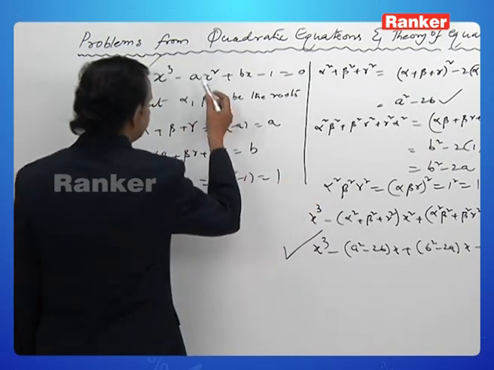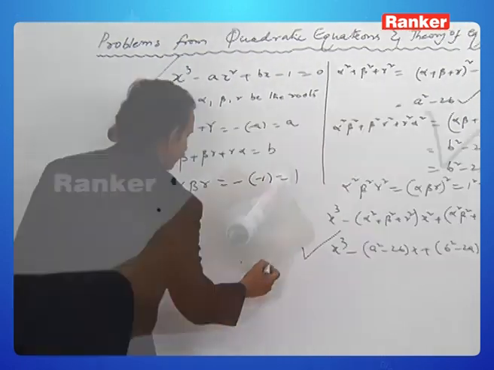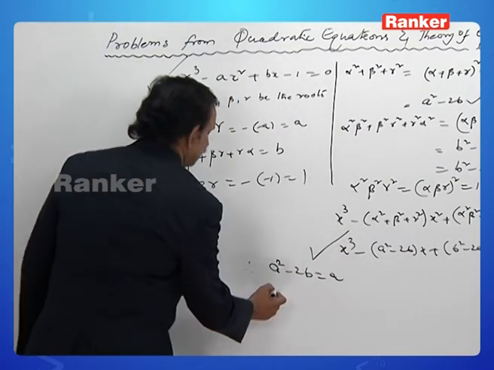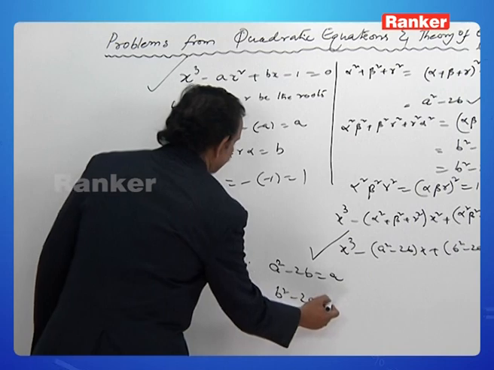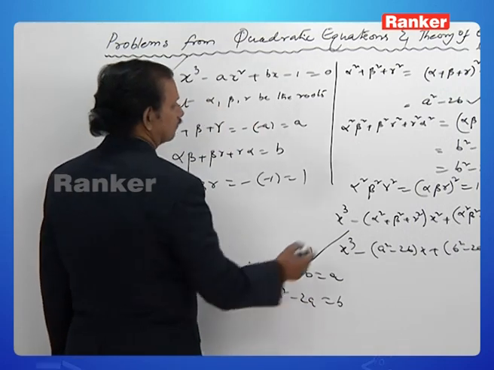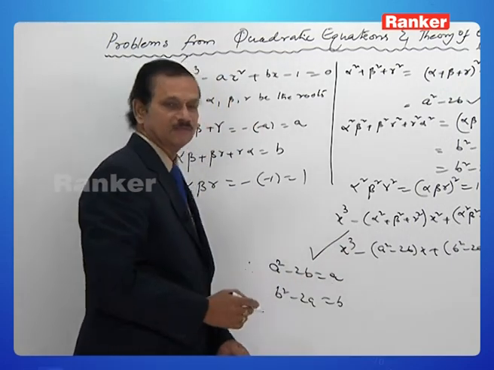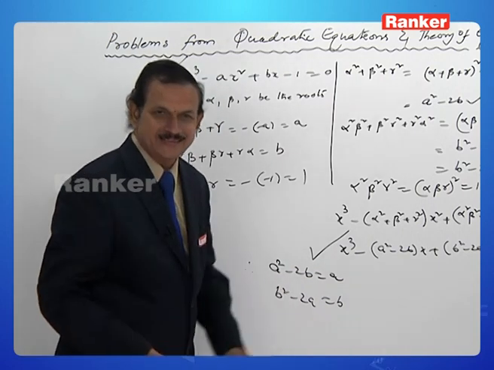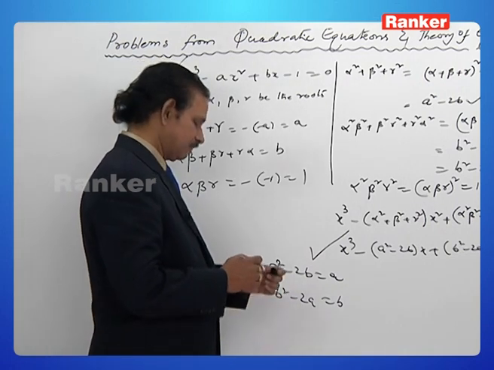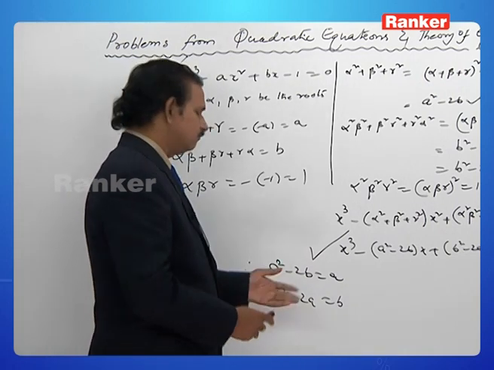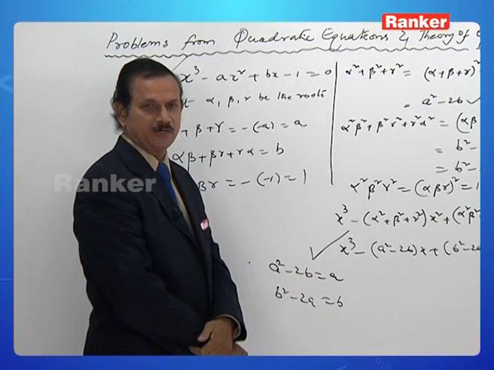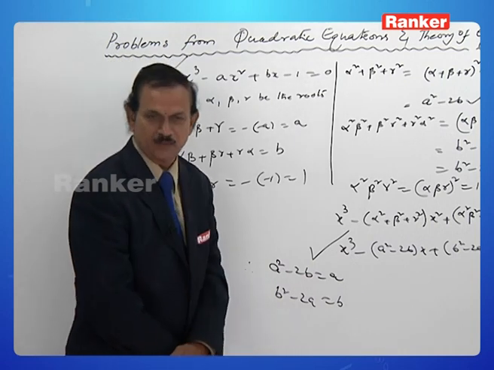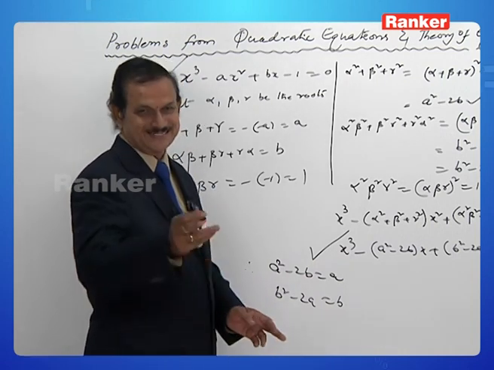a square minus 2b is equal to a. Next one, b square minus 2a is equal to b. And the last, minus 1 is equal to minus 1, you need not have this. So, these two are important pieces of information to decide the answer. Let us now make use of this. You can eliminate a or you can eliminate b so that you will have a relation connecting one of those two variables, that is a and b, so that we will be able to decide the options.